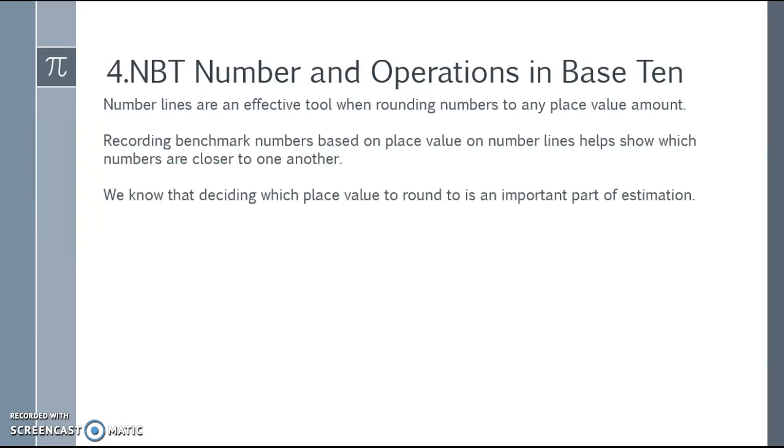Number lines are an effective tool when rounding numbers to any place value. Recording benchmark numbers based on place value on number lines helps show which numbers are closer to one another. We know that deciding which place value to round to is an important part of estimation.